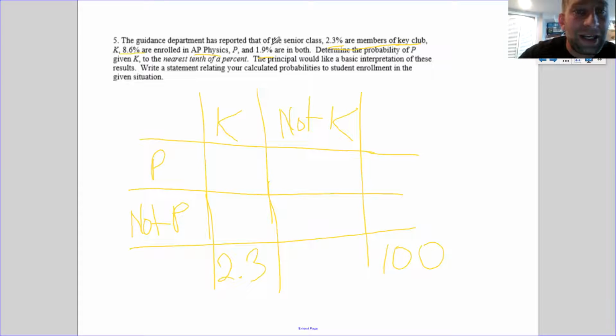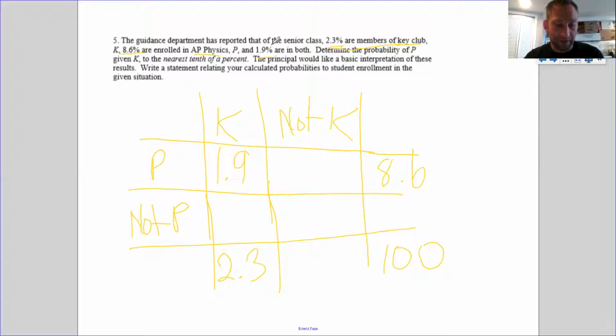8.6% are enrolled in AP Physics. It doesn't say anything about Key Club. The total for AP Physics is 8.6. 1.9% are in both. Well, both meaning Key Club and AP Physics. So at this point, I want to fill in the rest of my two-way table. So I'm just going to subtract and add everything to find the missing pieces.